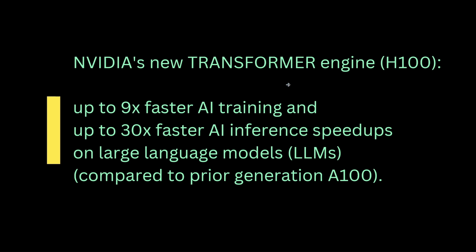And they specify that it goes up to 9 times faster if you do AI training and up to 30 times faster if you do AI inference. Of course, specified or focused on LLMs, on large language models. And these are the data if you compare it to the prior generation, the A100. Now, I have no access to an H100, so I cannot validate those data. This is the data that NVIDIA provides for us.